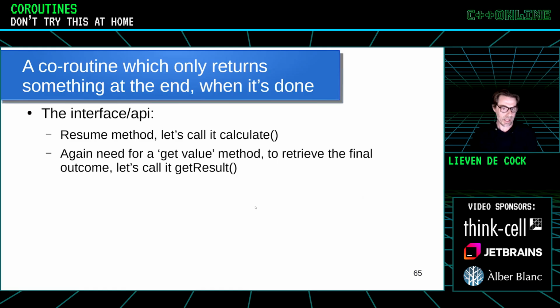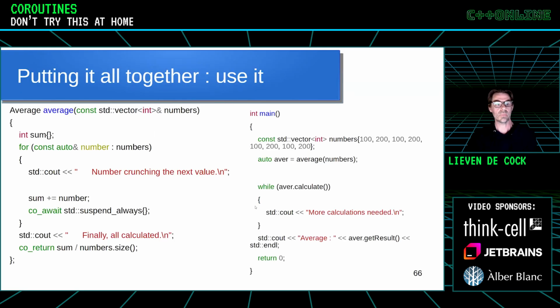So our API needs again a method to retrieve that final outcome. Where will the compiler put the final outcome? We already know, we can guess. That will be in the promise type. Now, in our calculator class, let's call the method to retrieve it get_result. So let's first look at main.